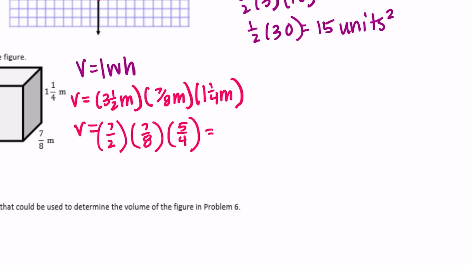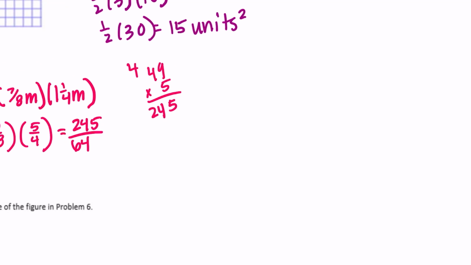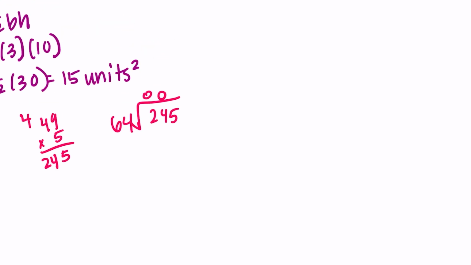So 7 times 7 is 49, and 49 times 5 is 245. Over 2 times 8 is 16. 16 times 4 is 64. But let's make that back into a mixed number. 245 divided by 64 can't go into 24 or 2, so let's see, let's try 64 maybe times 3 or 4. Let's try 3.